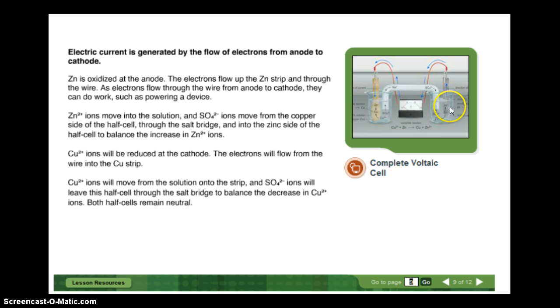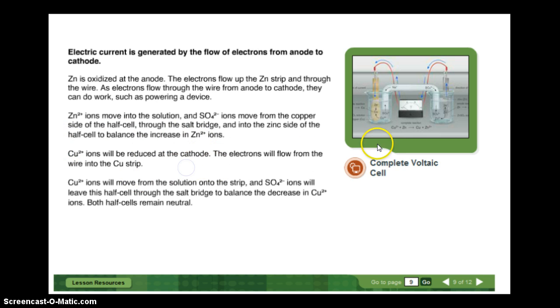Now, the zinc plus 2 ions move into the solution, because remember they were zinc, but now they're zinc plus 2 because they lost those 2 electrons. And I'm just going to start with this paragraph again. Zinc plus 2 ions move into solution, and the sulfate ions move from the copper side. So remember the SO4 -2? They came up through the salt bridge into the zinc side of the half cell to balance the increase of the zinc plus 2, because we have our -2 sulfates and our plus 2 zincs. So they balance each other out.